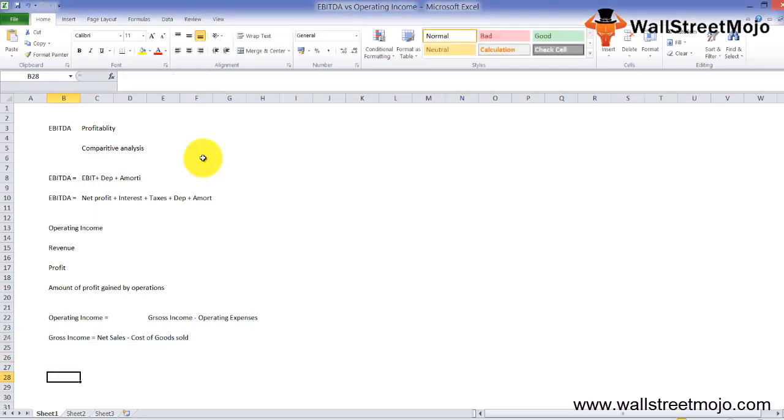So operating income and EBITDA are slightly different from each other. Yes, both indicate the profit made by the company. But EBITDA shows the profit before interest, tax, depreciation, and amortization, while operating income tells the profit after taking into account operating expenses like depreciation and amortization. So let's get started with the differences with the help of infographics.